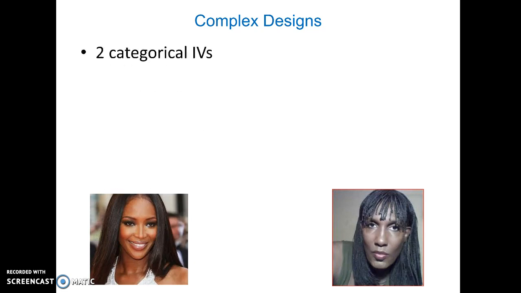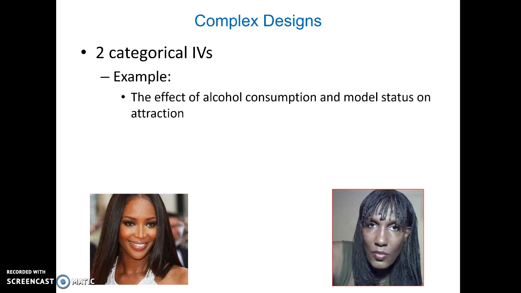So let's say that we have two categorical independent variables, and let's say we're looking at something called the beer goggle effect. The beer goggle effect is when, if someone drinks alcohol, people appear more attractive. All right. So let's say we're looking at the effect of alcohol consumption and model status on attraction.